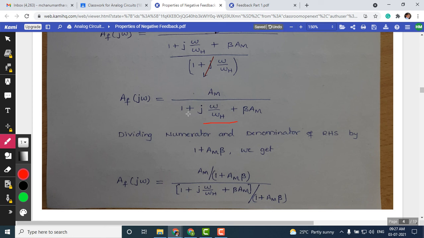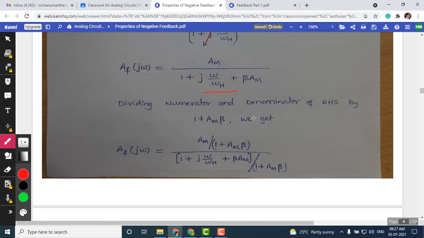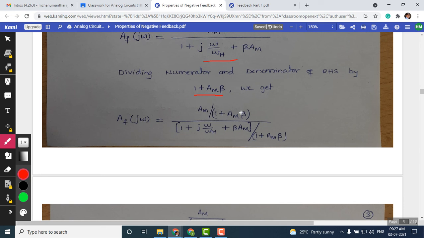AM divided by 1 plus j omega by omega h plus beta AM, and now we can divide numerator and denominator by this. As I told you, when we are doing these kinds of changes, students should remember that we are doing it to represent the equation in a standard form. So for that we need to divide numerator and denominator by 1 plus AM into beta. After doing that, the resulting equation is as shown here.